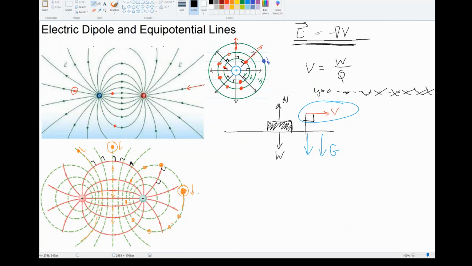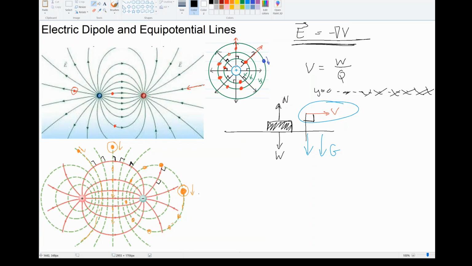All right, let's look at the electric monopole again. And I've got these things labeled V1, V2, V3. Now, which potential line is the largest potential? Think about it. And remember, the potential is the amount of work required to bring a positive test charge from a reference point to that line.